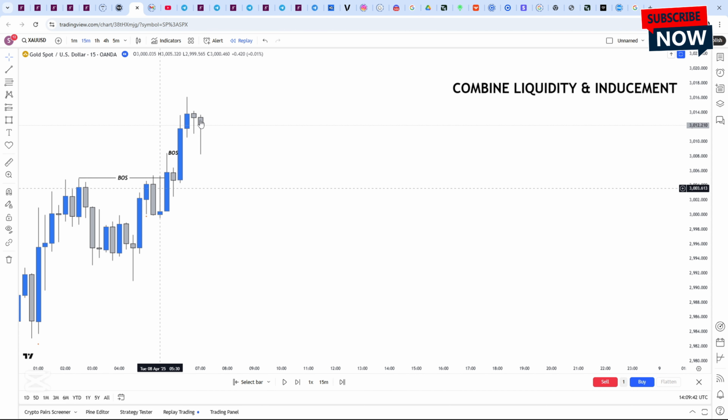So we are looking at these two zones. Which one is the right zone that we are going to take a trade from? But before I explain this all, we have to look at the structure of the market.